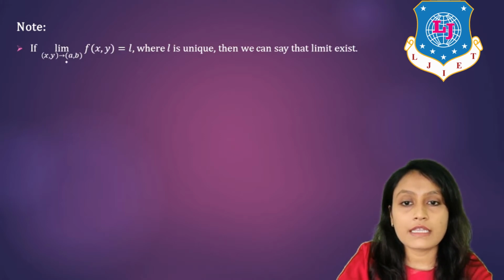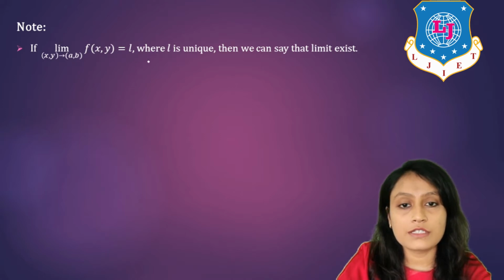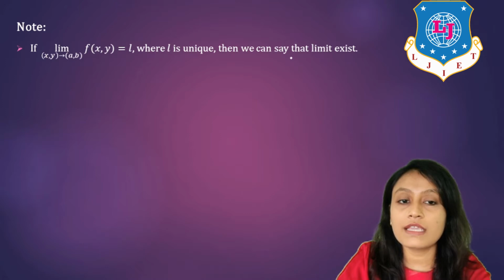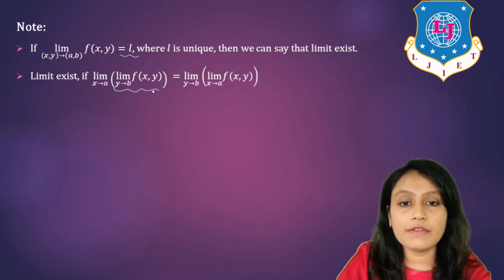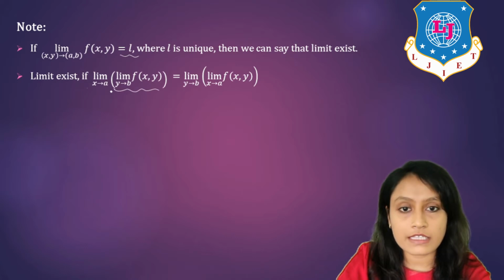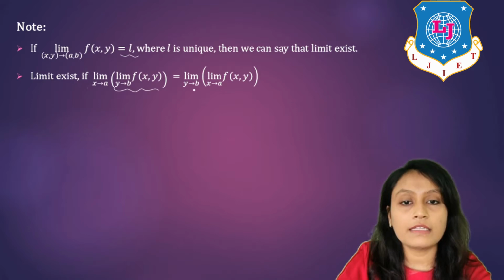If limit (x, y) tends to (a, b) of f of x, y equals L, where L is unique, then we can say that the limit exists. To check whether the limit exists or not, we use this formula. Firstly we will apply the limit y tends to b of f of x, y and then the limit of x, and next we will apply the limit of x first and then the limit of y. Both the limits should be equal, then we can say that the limit exists.